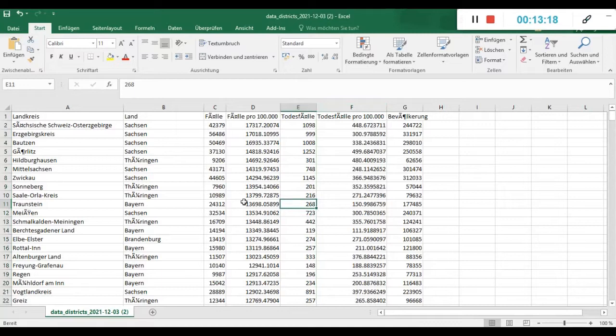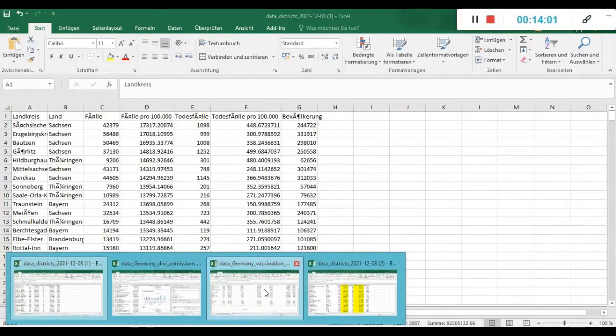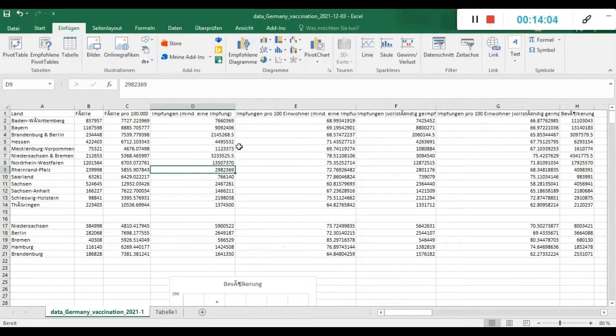So all I did was download this one file and open it in Excel, where we have the cases per 100,000 and the deaths per 100,000. That I marked here in yellow. And then I did the same for the vaccination rate. Then I arranged the columns by the Bundesland, or a kind of province, right? So I matched the number of cases per 100,000 for each province with the number of vaccines in a different column.